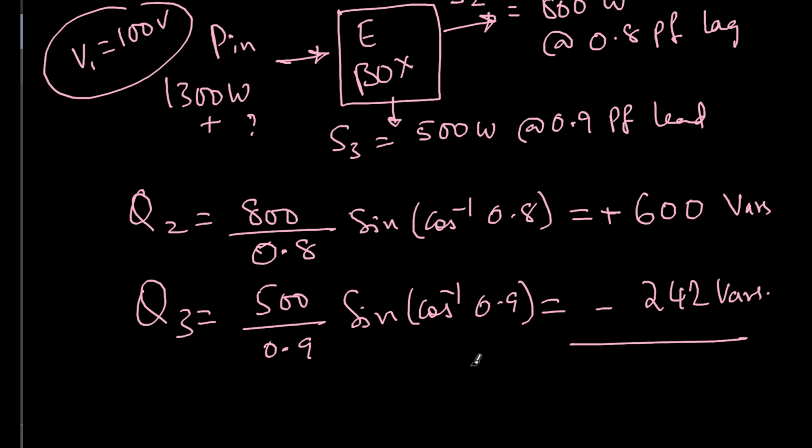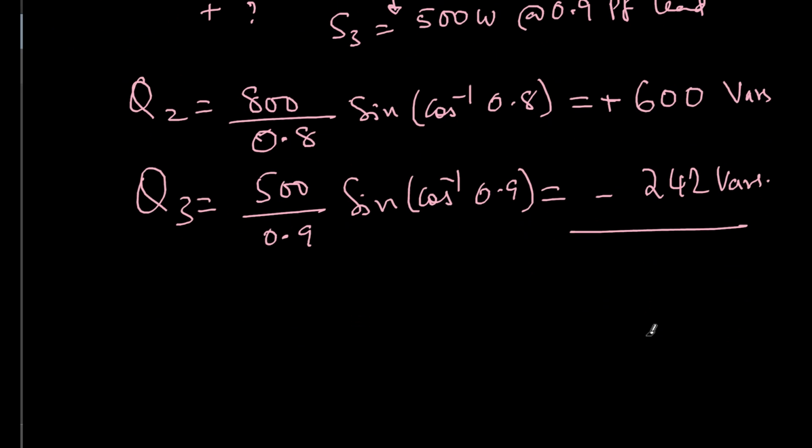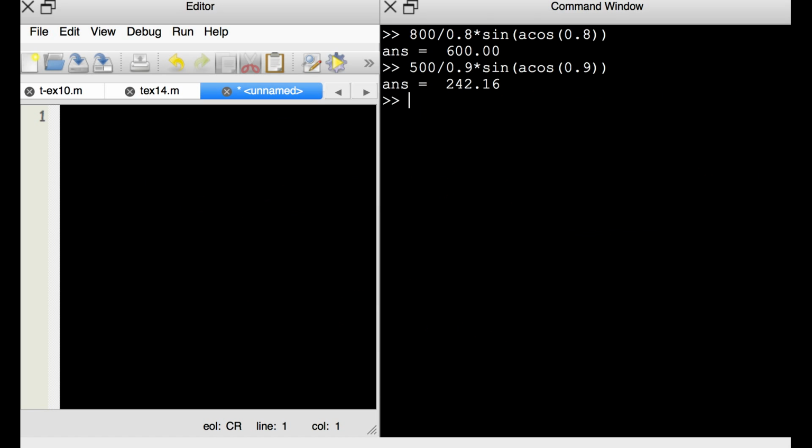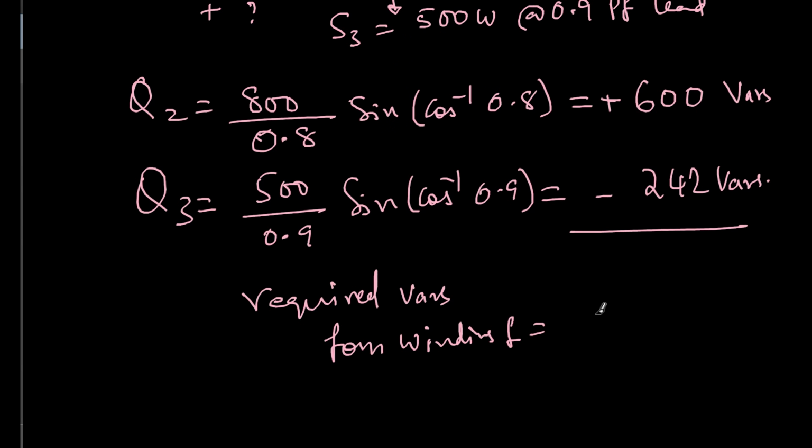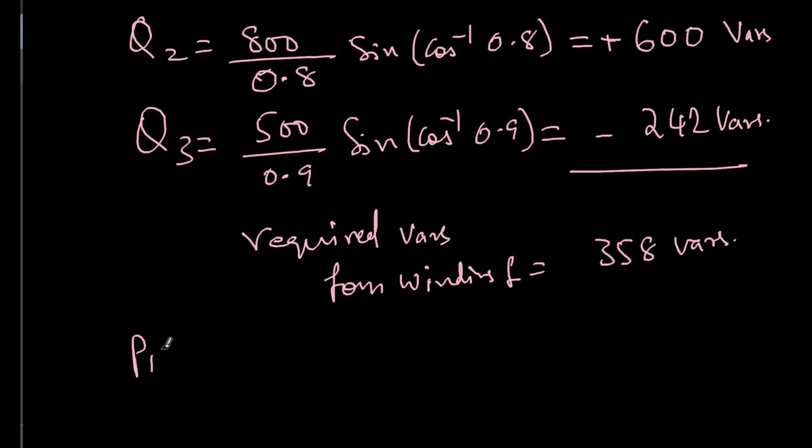So this particular S3 is supplying that much reactive power to S2. 242 is already supplied to this one. So the remaining that is required from winding 1 will be the balance of this. So 600 minus 242. I get 358 required. So therefore, I know what my S1 is.